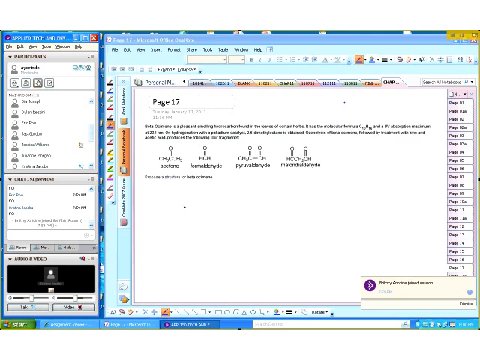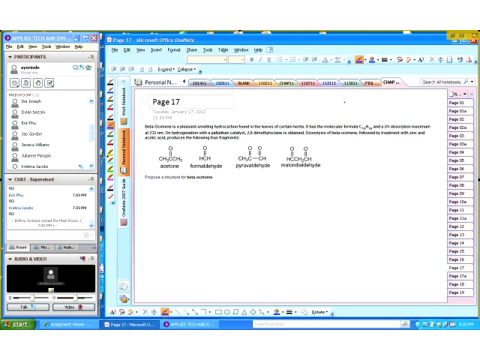Beta-ocimene is a pleasant-smelling hydrocarbon found in the leaves of certain herbs. It has a molecular formula C10H16 and a UV absorption maximum at 232 nanometers. On hydrogenation with a palladium catalyst, 2,6-dimethyloctane is obtained. Ozonolysis of beta-ocimene followed by treatment with zinc and acetic acid produces the following 4 fragments: acetone, formaldehyde, malonaldehyde. Propose a structure of beta-ocimene.